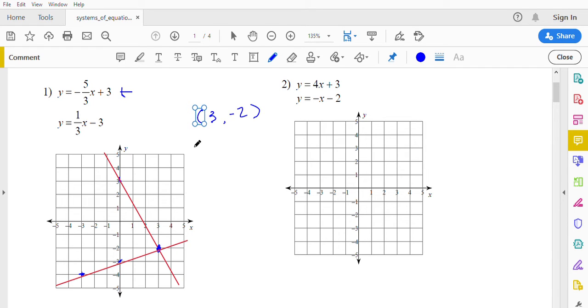And I'm not going to do this for all of them, but just to show you, if I plug in 3 for x in the first equation, oops, eraser.